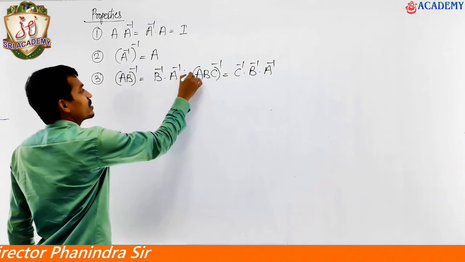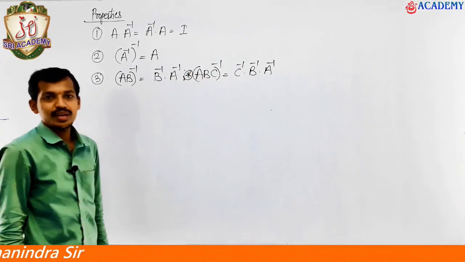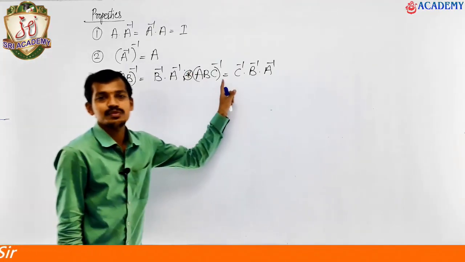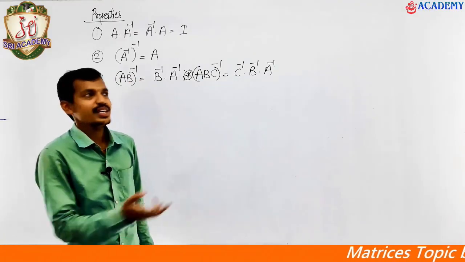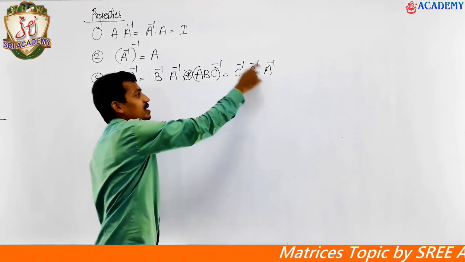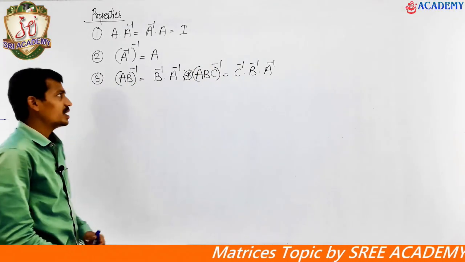This is asked in ECET. (ABC) whole inverse equals A inverse, B inverse, C inverse, or C inverse, B inverse, A inverse? Which one is going to be right? C inverse into B inverse into A inverse is going to be the right one. Right? Same thing.